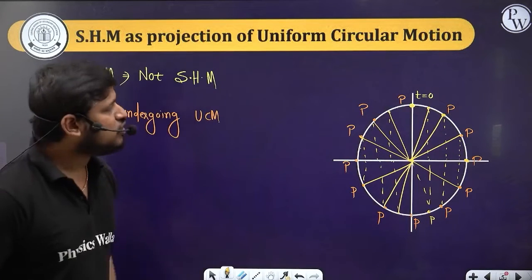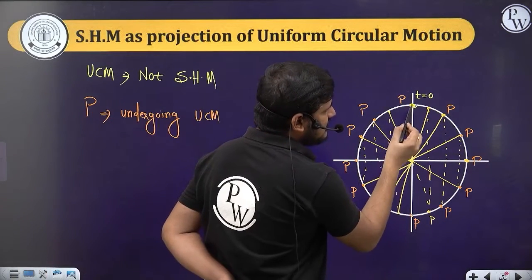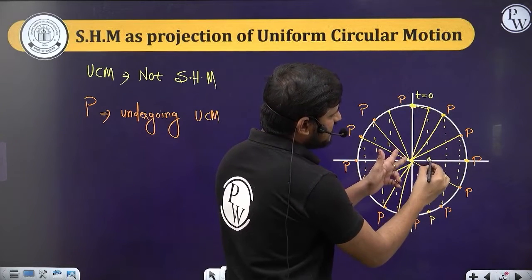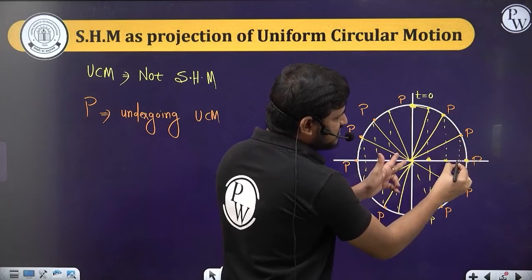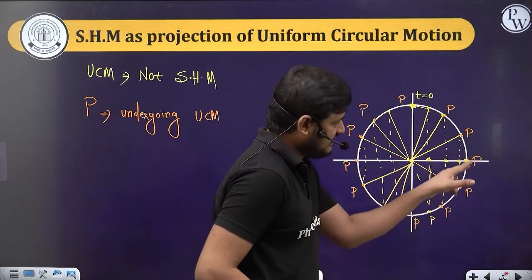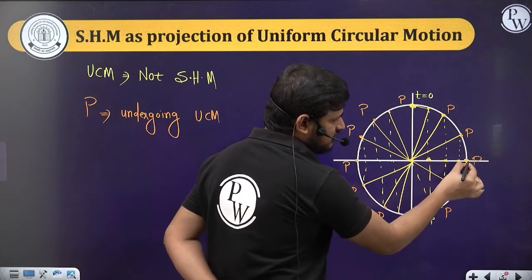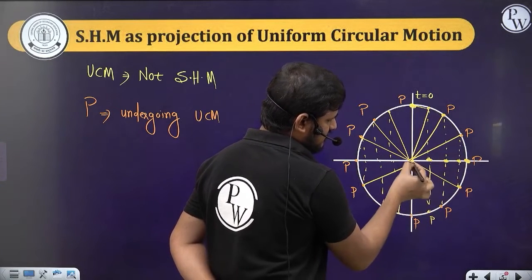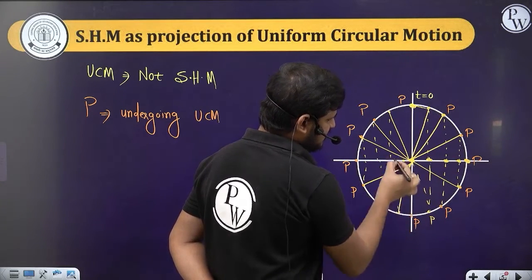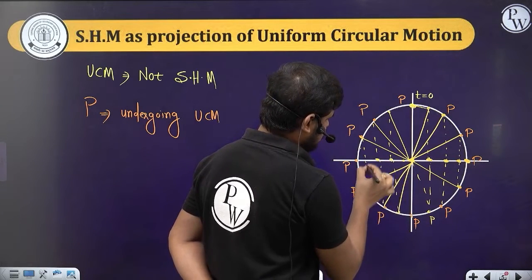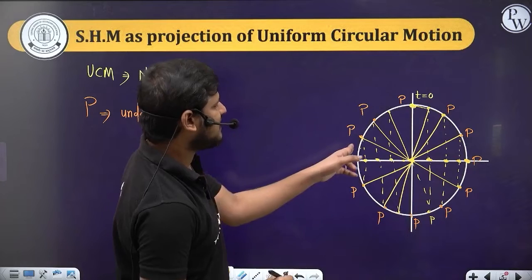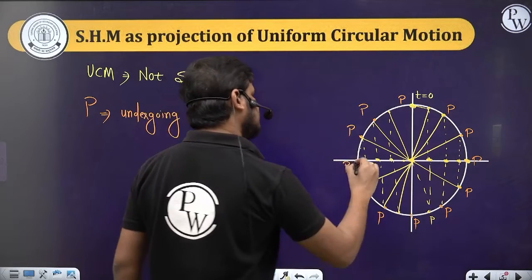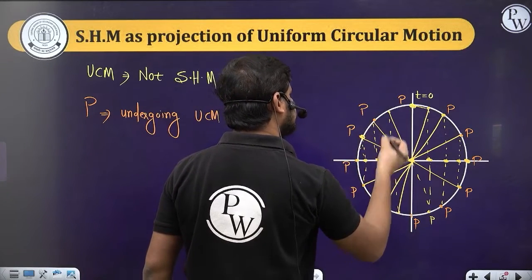So you observe that when the particle is moving in uniform circular motion, its projections go like this. First the projection is here, then here, then here, and again in this cycle, the projection is here, again here. And when the particle is moving from here to here, it's the S.H.M. from here to here, and then this one.